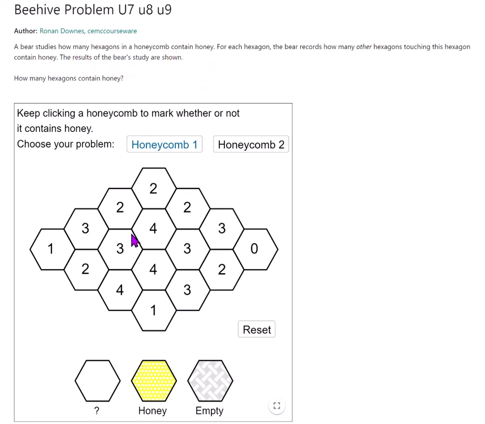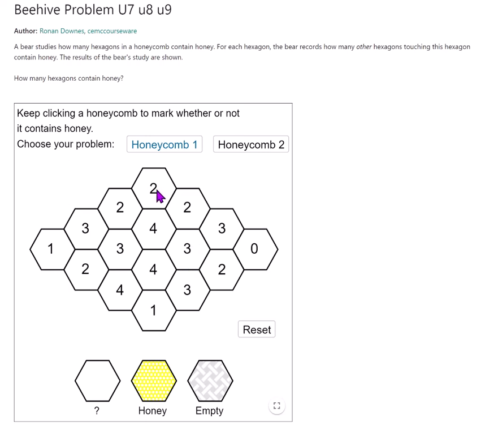honeycomb contain honey. Okay, so the bear, say out in the real world, a bear is a very, very clever bear. Is thinking not just about getting his honey or her honey, but thinking about what the pattern is and how honey is distributed amongst the honeycombs.